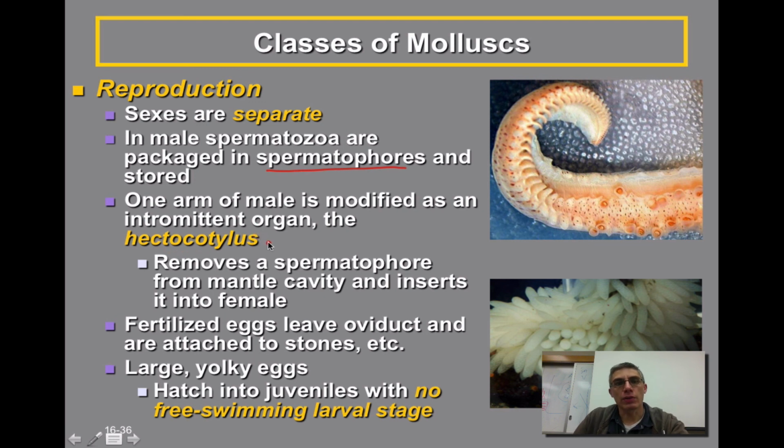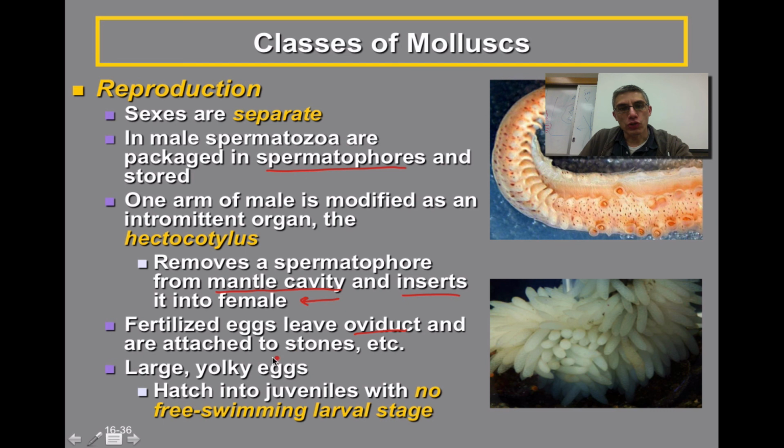And so what's going to happen is this particular male is going to take this structure and it's going to remove a spermatophore from the mantle cavity and actually insert or place it into the female so these eggs that the female produces can be fertilized. Now these fertilized eggs are going to leave the oviduct and they're going to be attached to stones and various other structures within the environment.